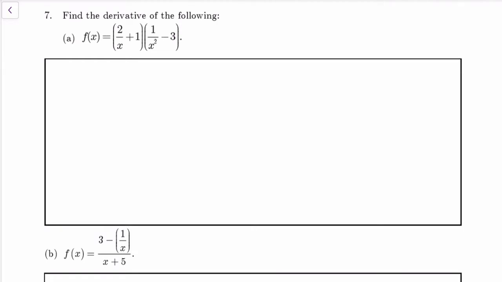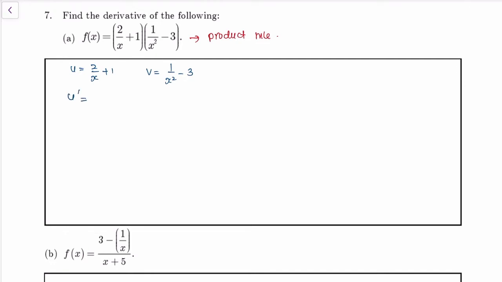Okay, question number 7. Find the derivative of f(x) equals 2 over x plus 1 times 1 over x squared minus 3. So, any product rule. Okay, so u equals 2 over x plus 1 and v equals 1 over x squared minus 3.